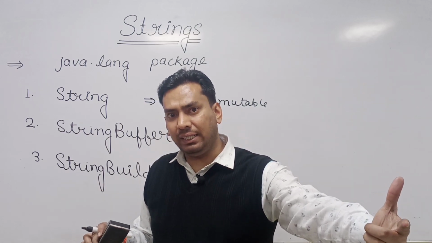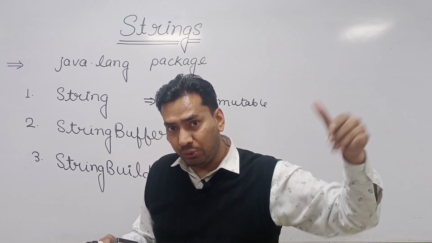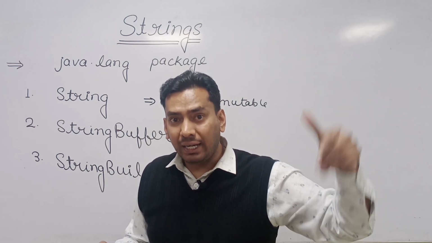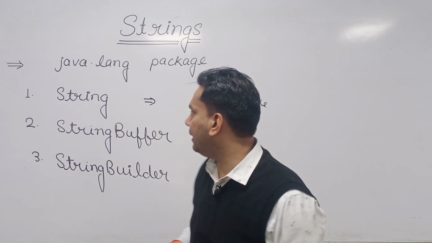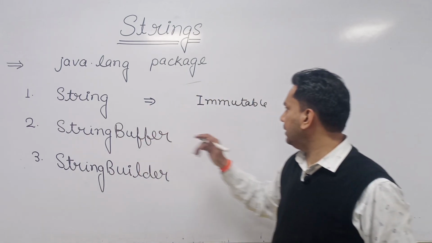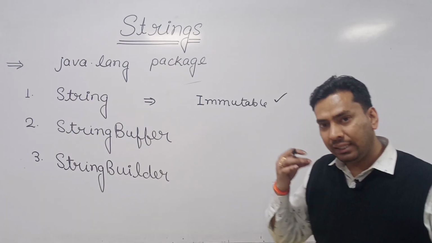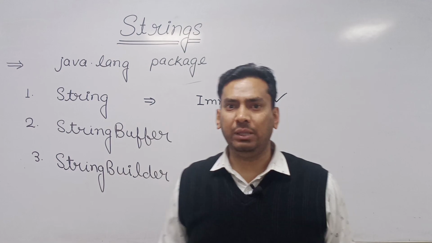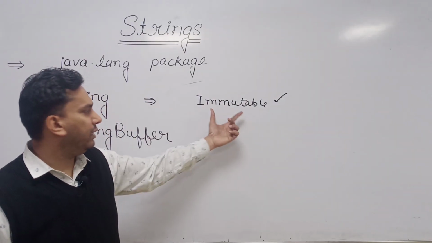Once I have created a string, nobody, no intruder, no third party should be allowed to modify the content I am sending or transmitting. So that's why string has been given a feature of being immutable, because it is very secure data you may be transmitting over the network. So that's why string objects are immutable.